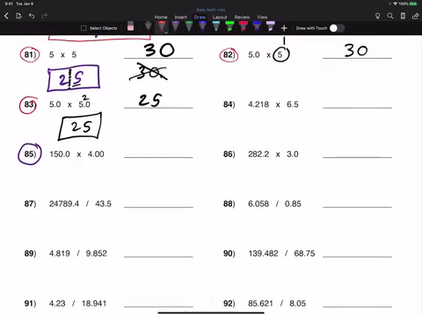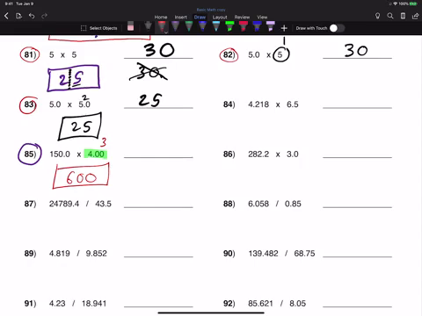Now, in the case of 85, 150.0 times 4.00, of course, you can type this into the calculator as 150 times 4, and that is 600. But of these two numbers, this number only has 3 sig figs. The other number, of course, has 4. So my answer can only have 3 sig figs.